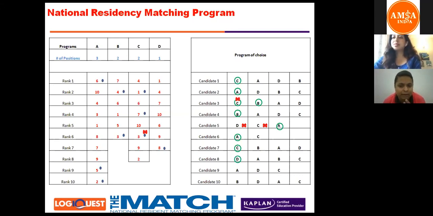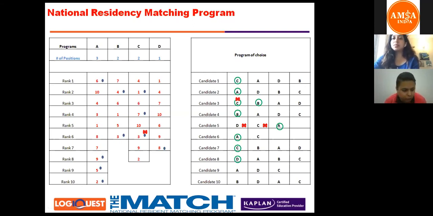Moving on to candidate 9. Candidate 9 says A. His first choice is A. But do we have 9 on A's list? Yes, the third last is candidate number 9. Now, again, we will have to keep on checking how many positions they have to offer. 3, whereas we have 4 candidates.